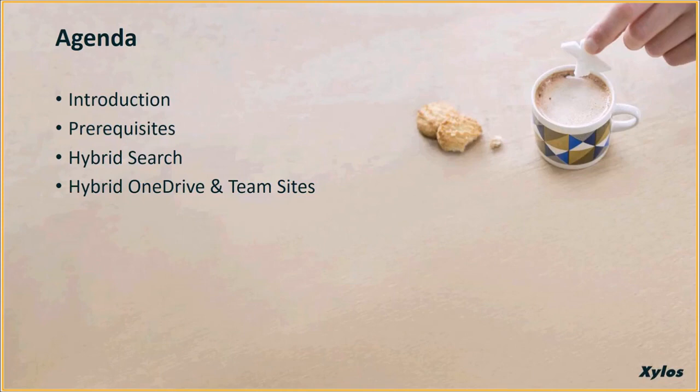Then we'll talk about hybrid search, and that will be the bulk of the session. I'll show you the different examples, the different configurations that are possible. And last but not least, we're going to talk about hybrid OneDrive and team sites, because everyone is still talking about hybrid search, but for OneDrive and team sites, there are also some very interesting hybrid capabilities to be found there too.